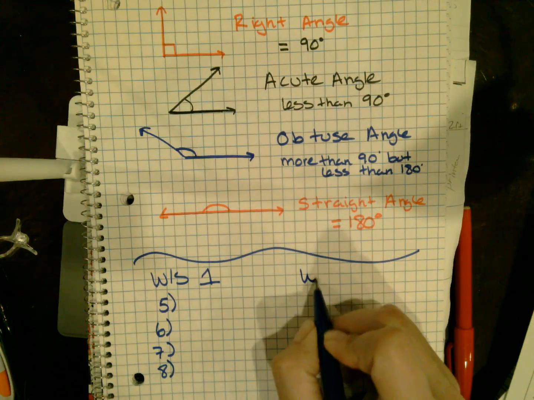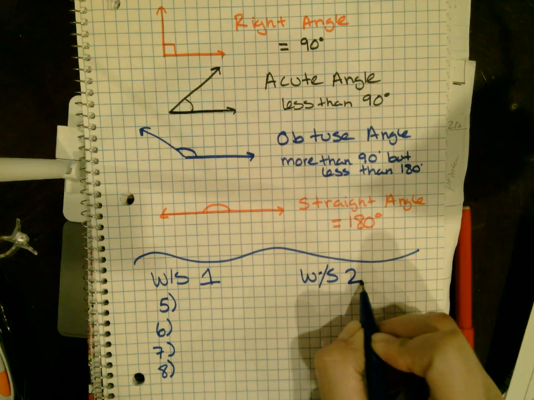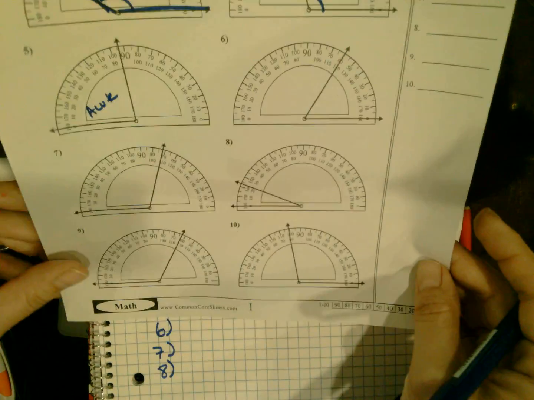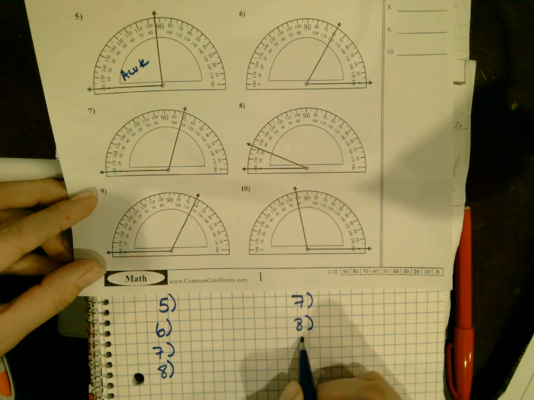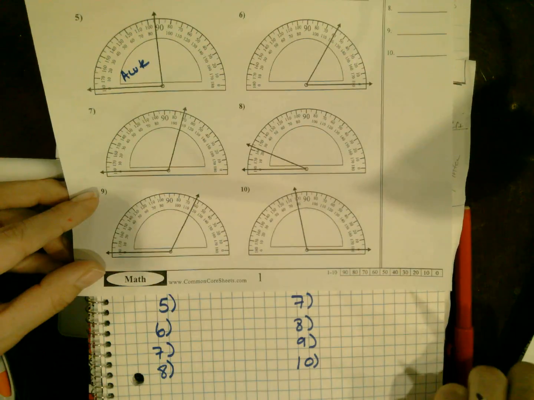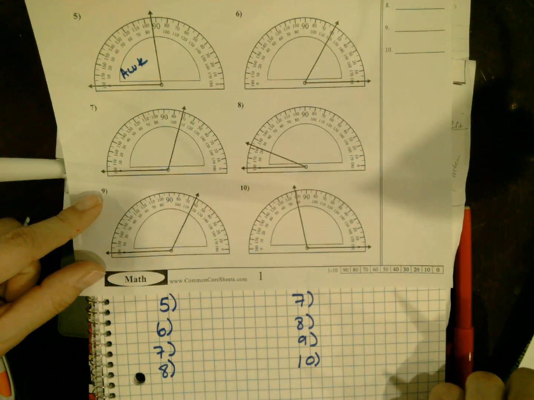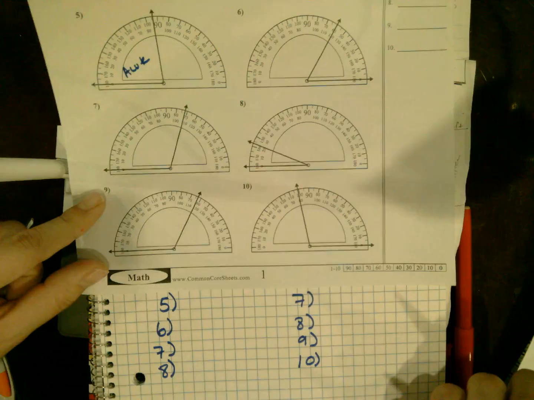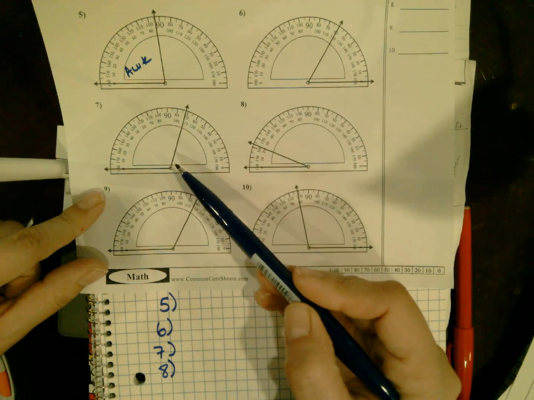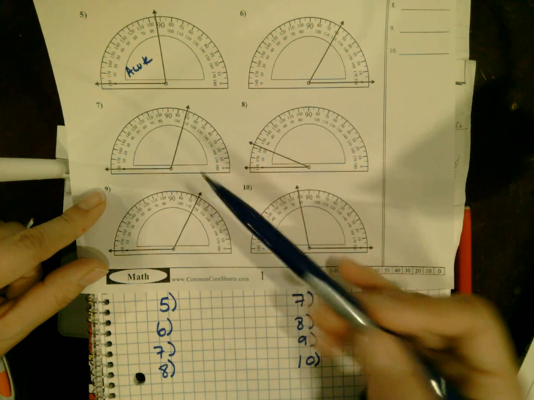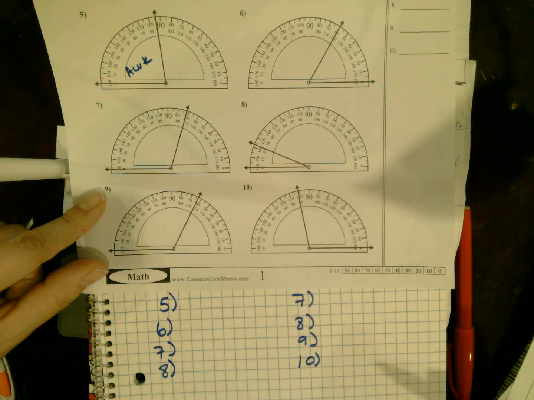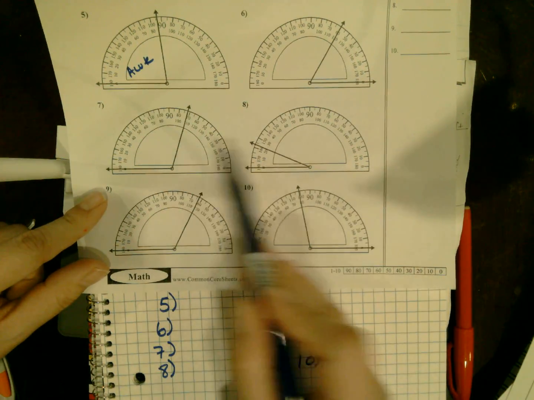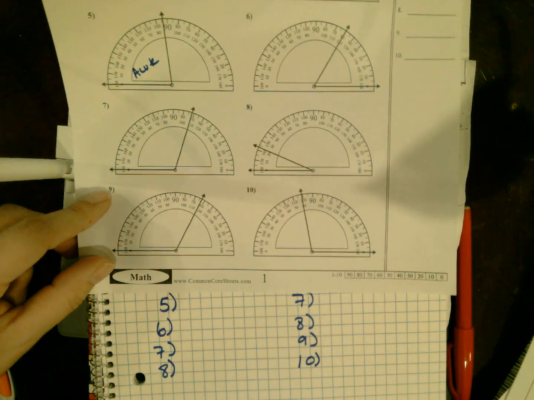Then worksheet 2, I want you to do 7, 8, 9, 10. What would you name them? Don't tell me the measurement. Tell me how you classify them. Is this one acute, obtuse, right, or straight? There's only one name per angle, okay? And this one's a little bit easier because you can see the numbers. But try your best, okay?